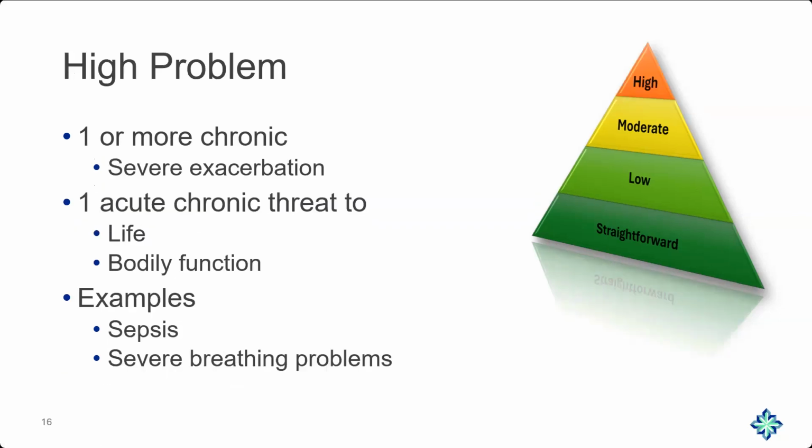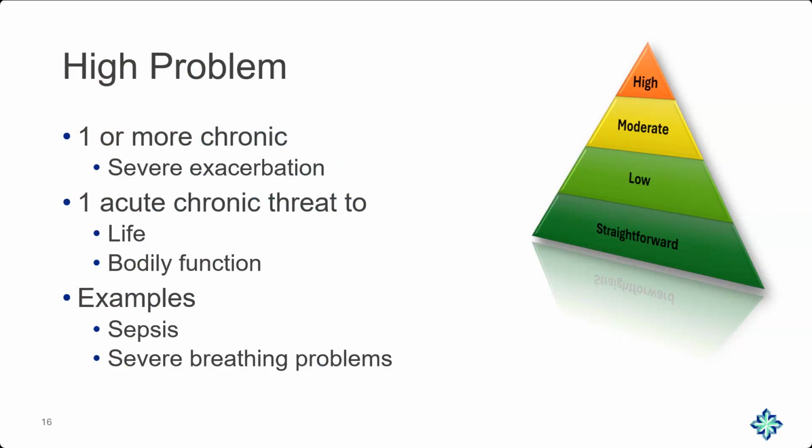High level of problem. Sorry, that jumped. This is going to be a chronic illness with severe exacerbation. We talked about chronic illness with exacerbation, but maybe it's not severe. It's being easily documented, but severe exacerbation. Typically, it's probably going to need an escalation in care, but the documentation needs to support that.